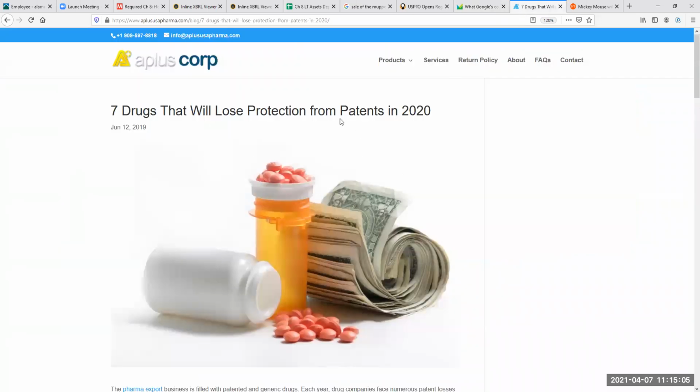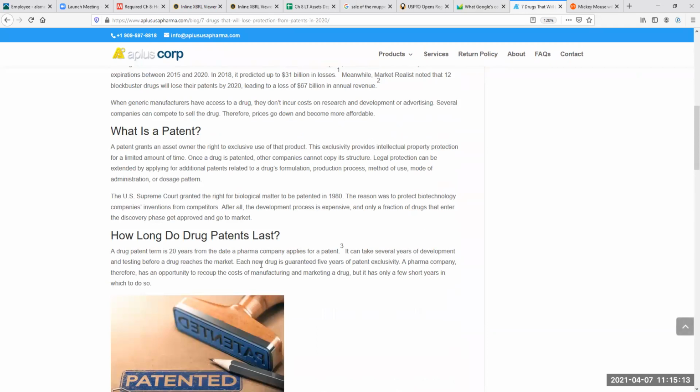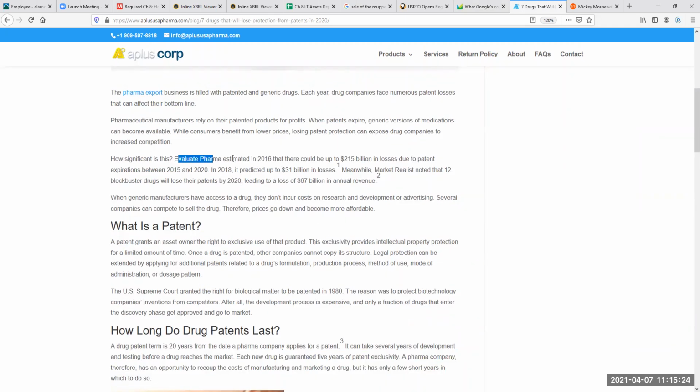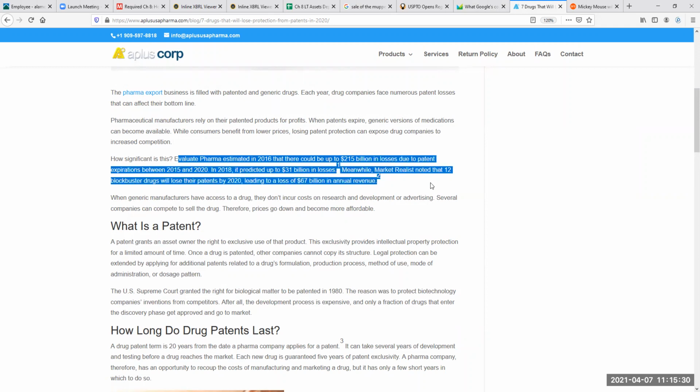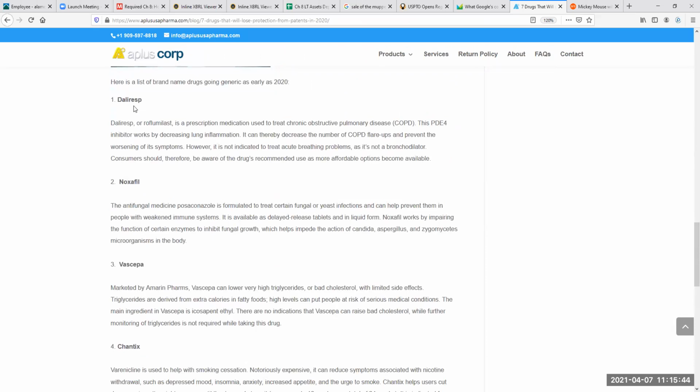Now, patents. These are patents that were lost last year. When they issue a patent, it's for like 20 years, but each new drug is guaranteed 5 years of patent exclusivity. So after 5 years, if they haven't recovered their money, they lose money because it costs billions. Evaluate Pharma estimated in 16 there could be up to 200 billion in losses due to patent expirations between 15 and 20. In 18, it predicted up to 30 billion. Market realists know that 12 blockbuster drugs will lose their patents by 2020, leading to a loss of 67 billion in annual revenue. So who lost their patent last year?